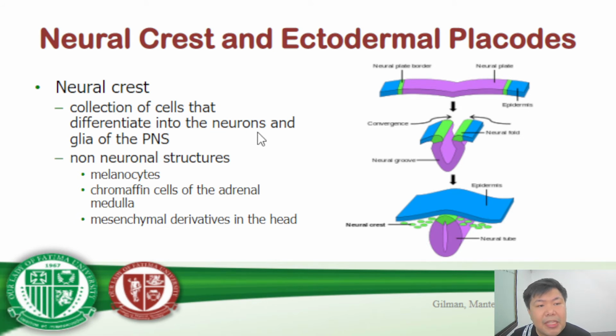Aside from becoming the neurons and the glia of the peripheral nervous system, they will also eventually become non-neuronal structures. Sabihin, structures which are not involved in the nervous system or in the functions of the nervous system. So those include your melanocytes, your chromaffin cells, and your mesenchymal derivatives. Okay?